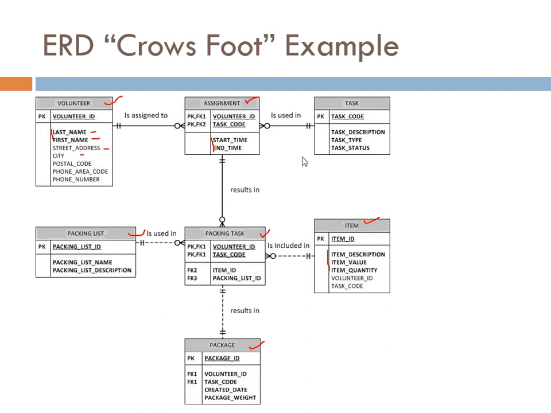Some of the attributes are elevated. Those attributes that have a PK next to them, they're also emphasized by being underlined, are part of what's called the primary key. Some attribute, piece of information that uniquely identifies a particular task is a task code. Volunteer ID uniquely identifies a particular volunteer. Just like perhaps your student ID here on campus identifies exactly what student you are.